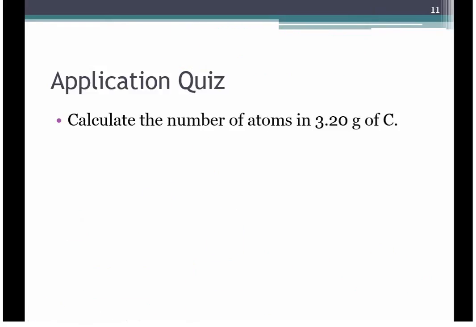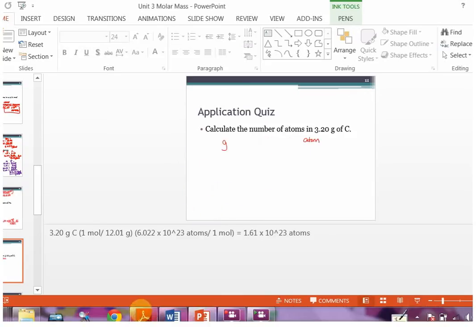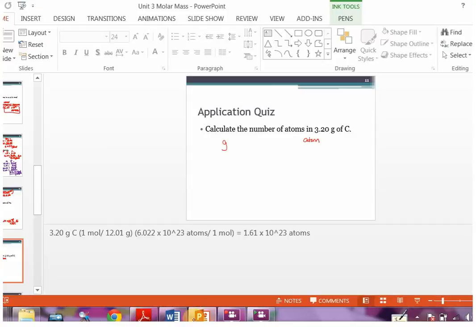Calculate the number of atoms in 3.20 grams of carbon. Here we have a little bit more of a combined problem. So we're going to go from grams to atoms. Now, if you think back to our mole concept map, to go from grams to atoms, we have to go from grams to moles using molar mass. And then we can go from moles to atoms, because carbon is just an atom, it's not a molecule, using Avogadro's number. There we go.